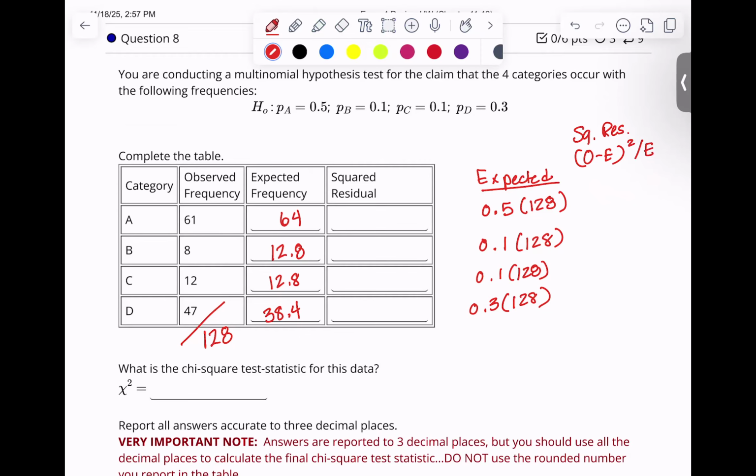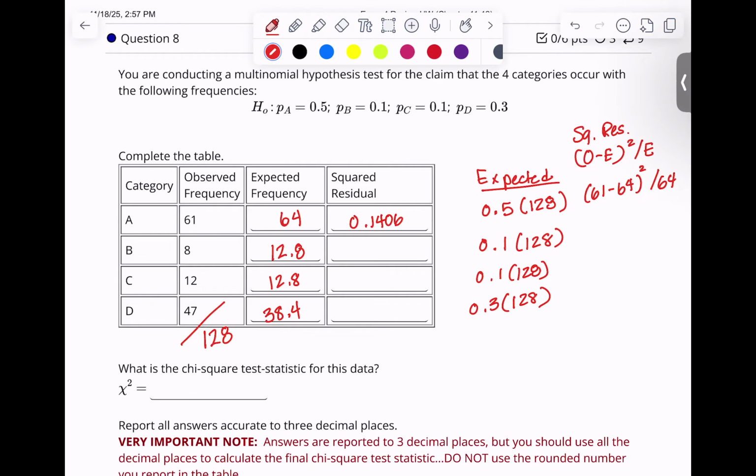So we're going to take the observed value, 61. We're going to subtract the expected, the 64. We're going to square that and divide that by 64. So you take your handy dandy calculator out, you take 61 minus 64, that's -3, but you're squaring it, so it becomes +9. 9 divided by 64 is 0.1406. And you continue in the same way with the rest of them.